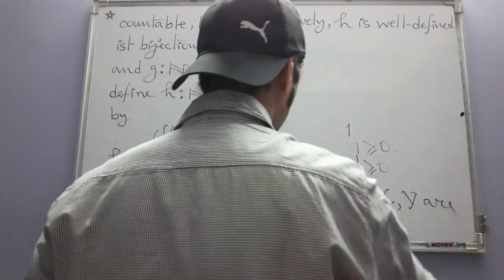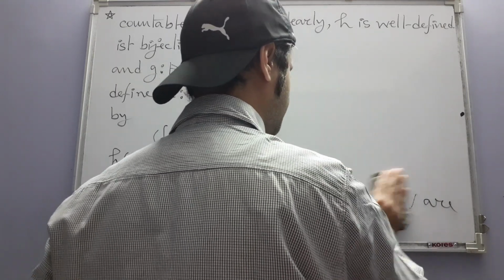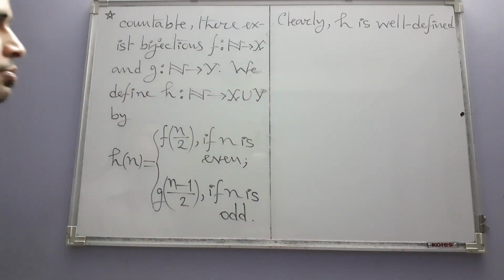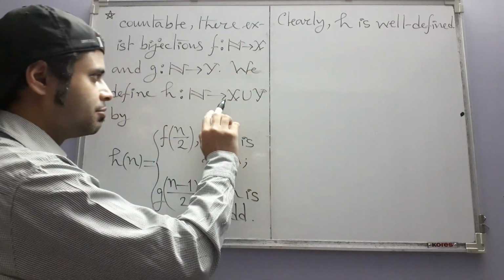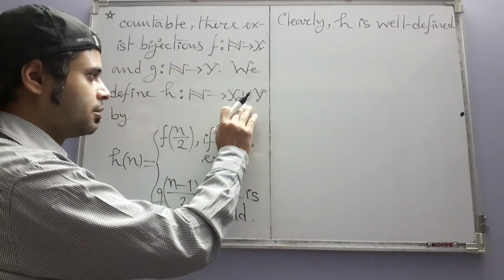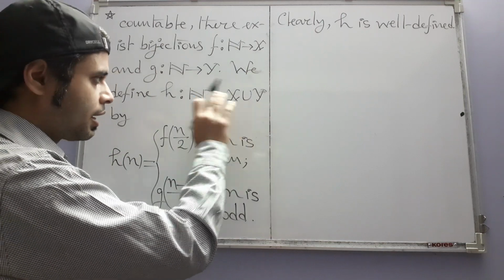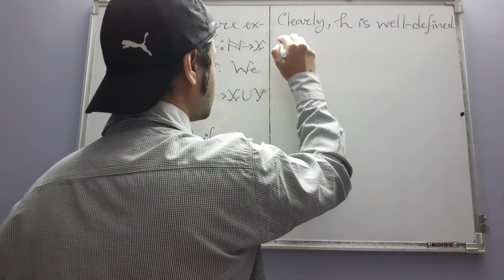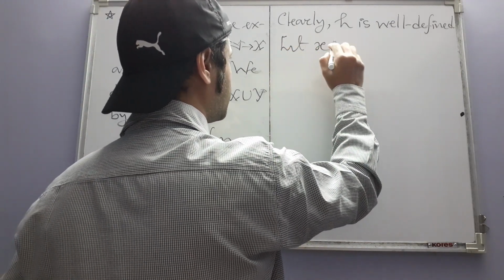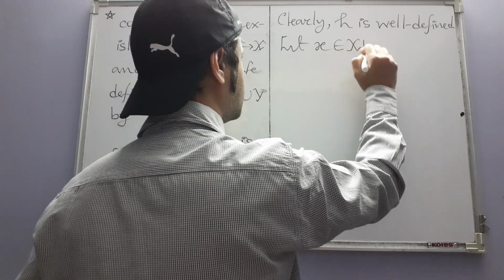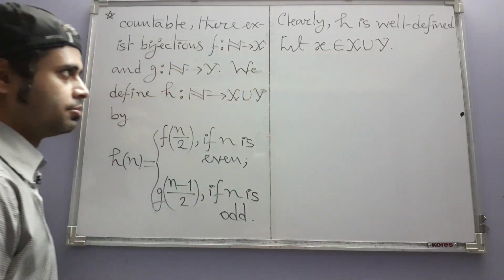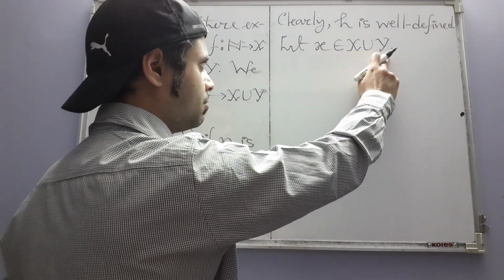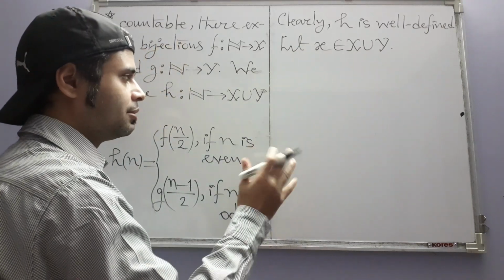Now we need to show that our function h is onto. That means surjective. For that we will choose any element in the range and show that that element is the output of some input under h. So let x be an element in the union. Okay, that means x is either in X or in Y. It may be in both also, but we need not consider that.